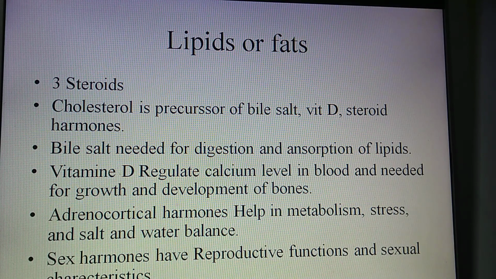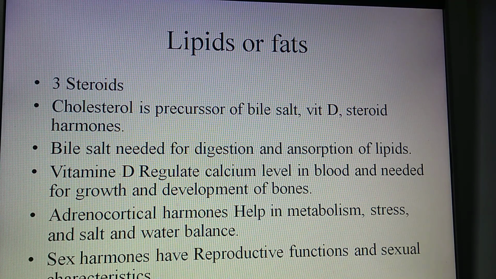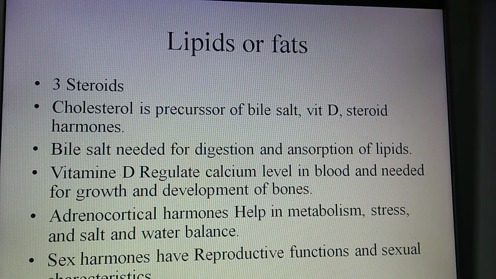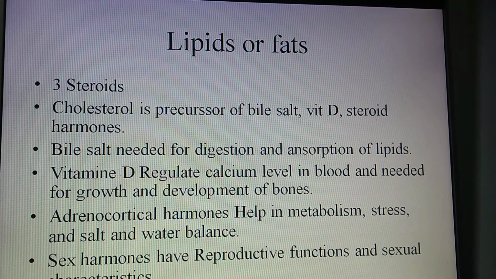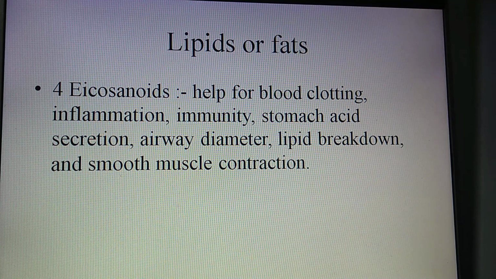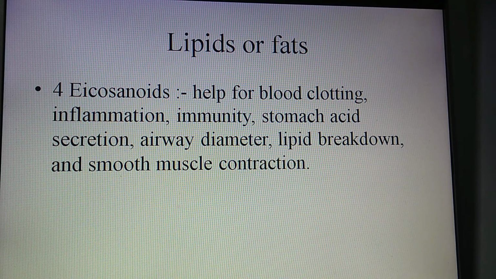Vitamin D regulates calcium level in the blood and is needed for growth and development of the bones. Adrenocortical hormones help in metabolism, stress and salt and water balance. Sex hormones have reproductive functions and help to develop sexual characteristics. Eicosanoids help in blood clotting, participate in inflammation, immunity, stomach acid secretion, airway diameter, lipid breakdown and smooth muscle contraction.